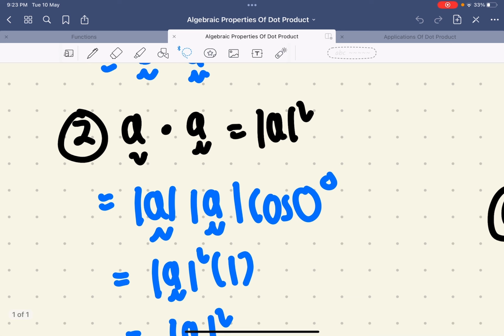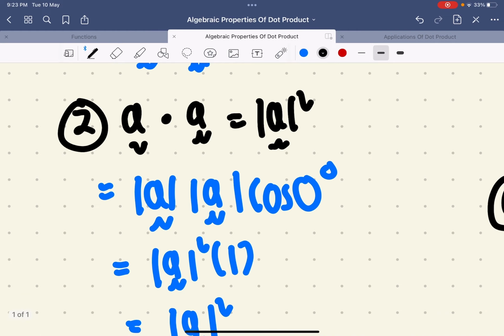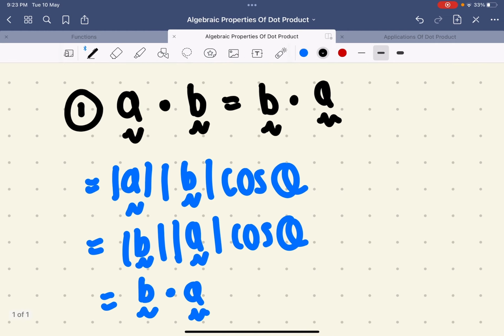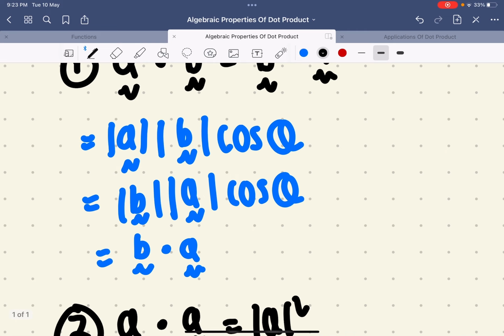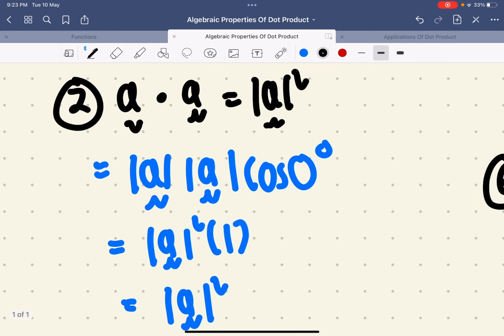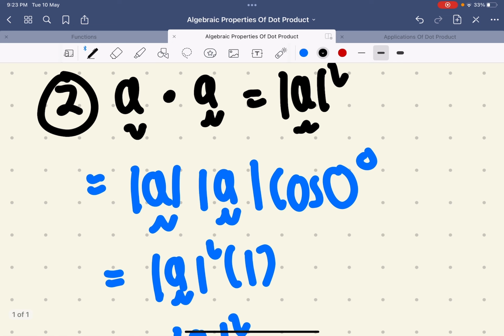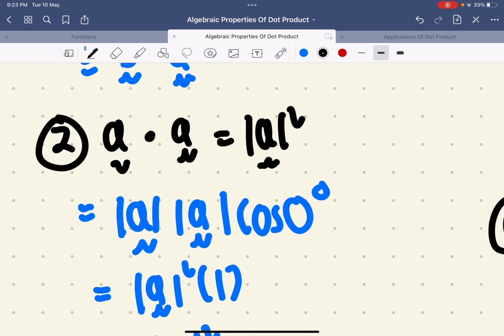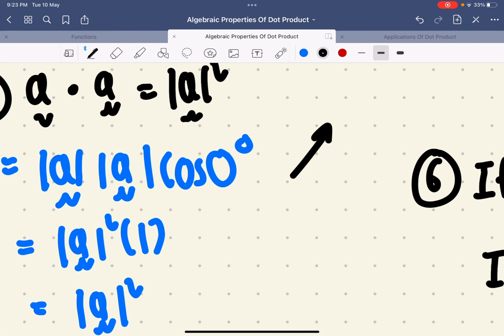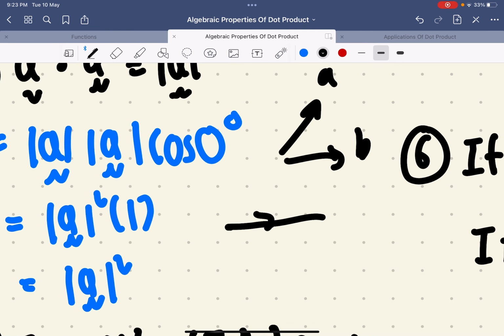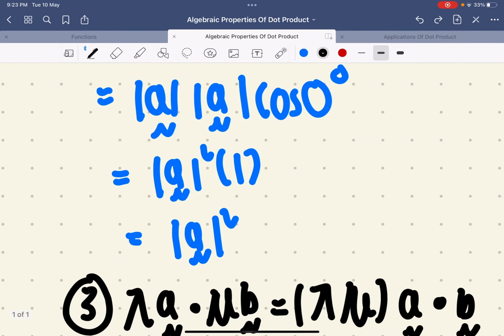Now let's get to 2. A dot A equals A squared. A squared looks so complicated, but actually it's the same. We apply the same formula: A dot B equals mod A mod B cosine theta, but we apply it for A. So mod A mod A cosine theta. What is theta? Theta is the angle between two vectors. But what's the angle between A and A? The angle between A and A is 0 degrees. So what is cosine 0 degrees? Cosine 0 degrees is just 1.